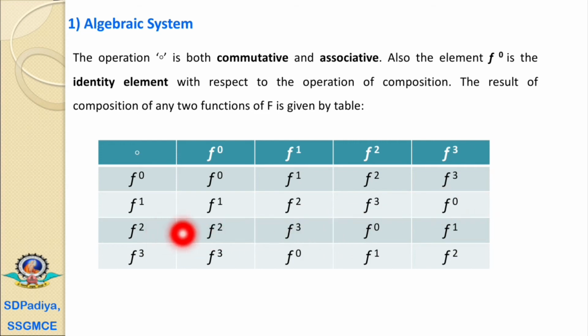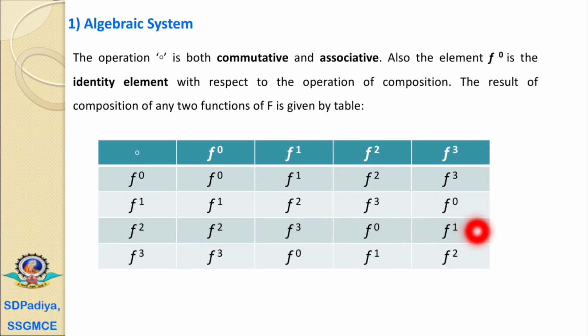Similarly, f raised to power 2 composed with f raised to power 0 is equal to f raised to power 2, and f raised to power 2 composed with f raised to power 1 is f raised to power 3. Now f raised to power 2 composed with f raised to power 2 will be equal to f raised to power 0, because it will be f raised to power 4.